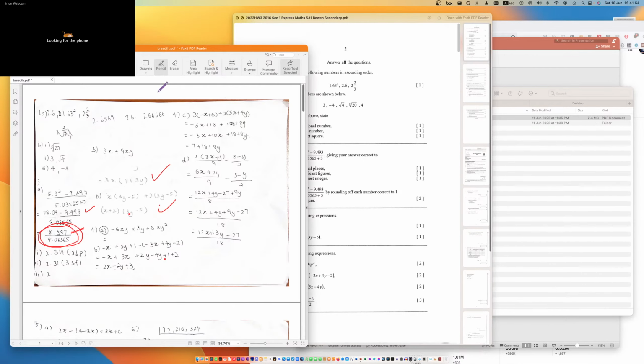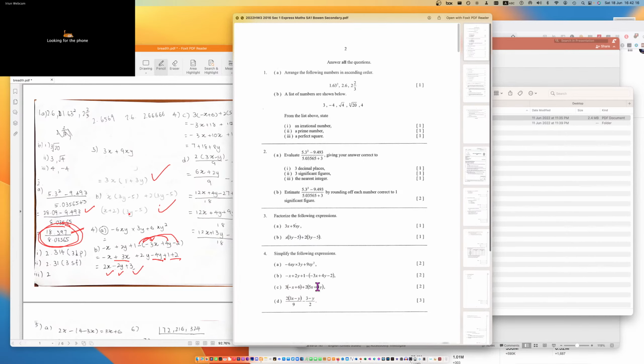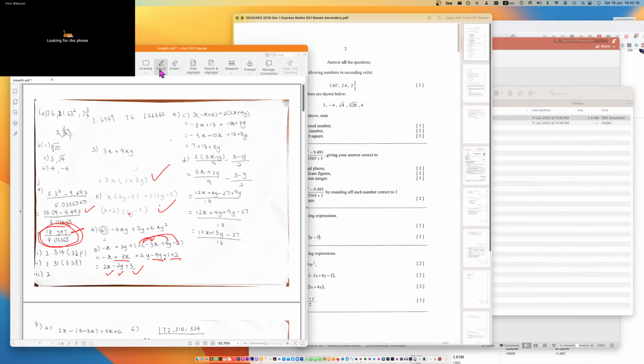So open bracket should be very simple. This one will give you plus 3x. This one will give you minus 4y. This one will give you plus 2. Okay, good. So you already rearranged them. So you get 3, you get minus 2y. Okay, good. Next. Okay, this is open bracket. Once again, very simple.